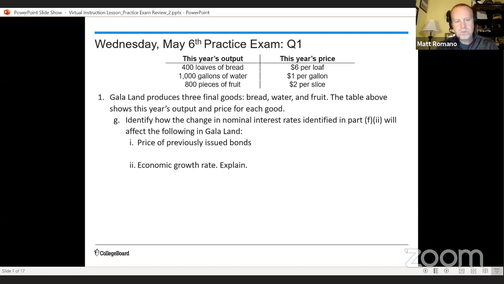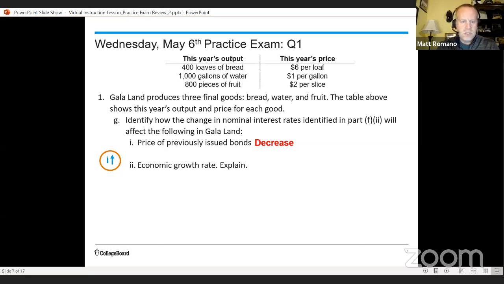Finally, part G, identify how the change in nominal interest rates identified in part F2 will affect the following in Galiland. Interest rates are going up. It's good to remind yourself of that. This is an identify question, so when it comes to price of previously issued bonds, no explanation is needed because it's not asked for. I can simply say decrease. We know that there's an inverse relationship there. So as interest rates are rising, the price of previously issued bonds is going to fall. It's going to decrease, and that's all you have to say there. It's an identify. It's an assertion point.